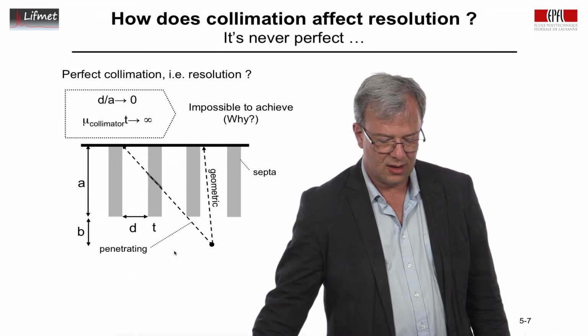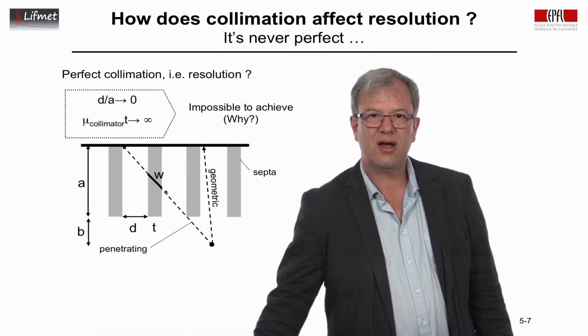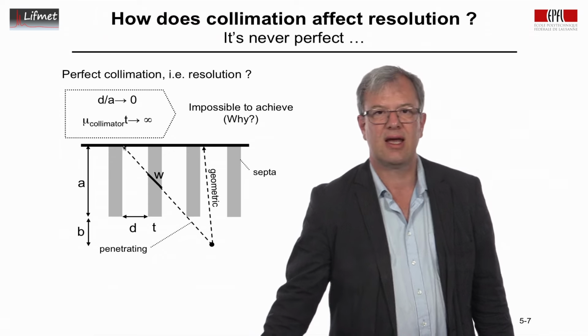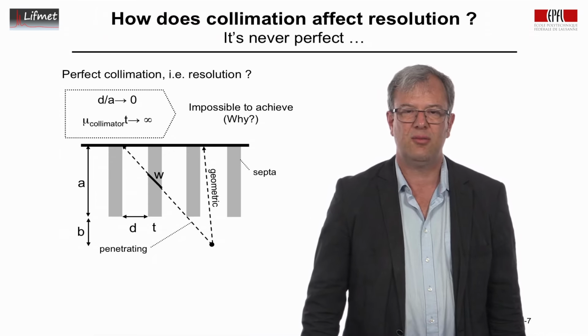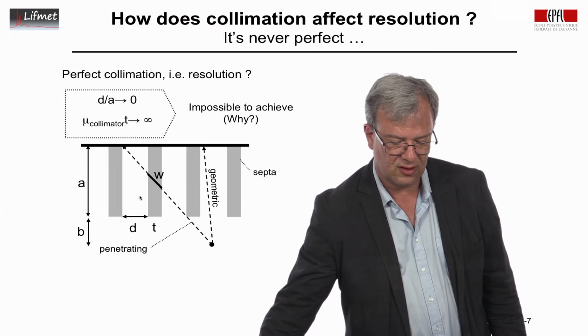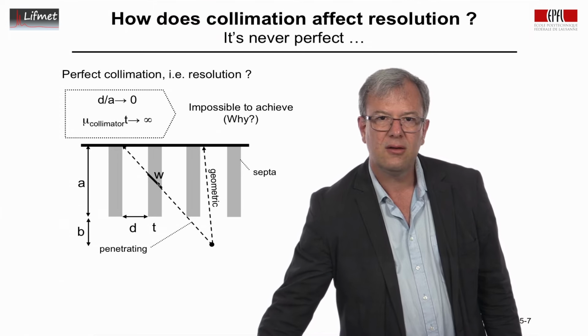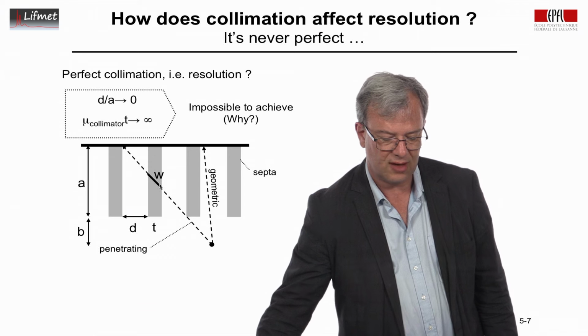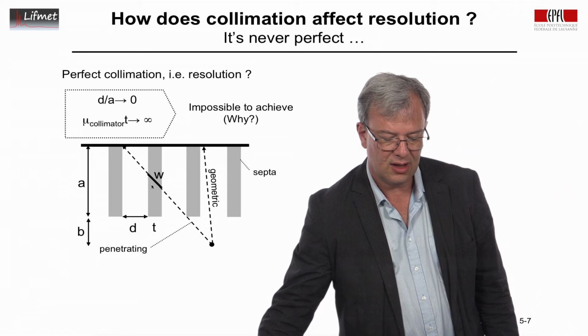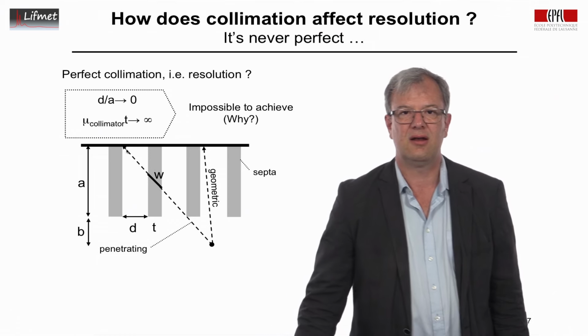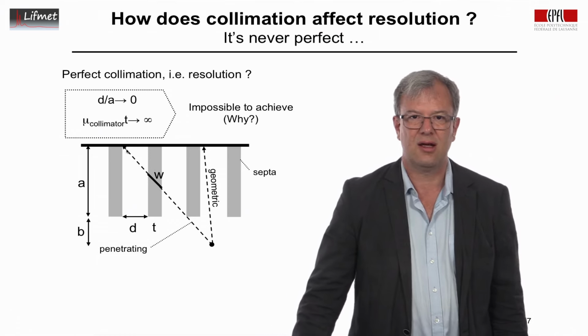This is an X-ray that does not satisfy the geometric condition, but is still being detected because it's one of those X-rays that has not been absorbed by the septa. It's passed a distance w through the septa here, and the absorption has not been perfect. This is because this is not infinity, and so it's still being detected. That's a so-called penetrating event.